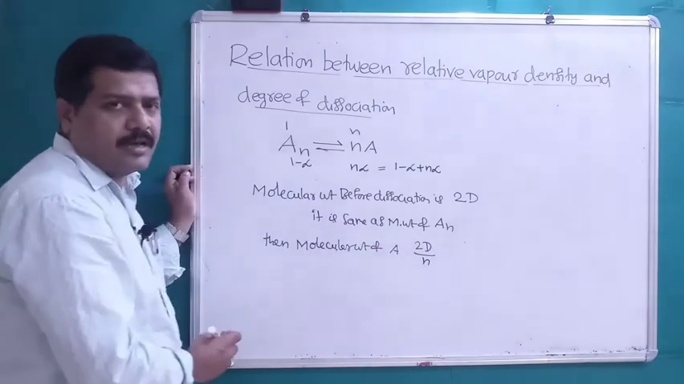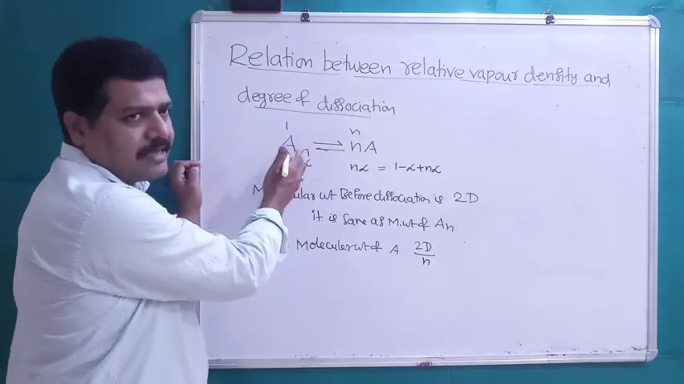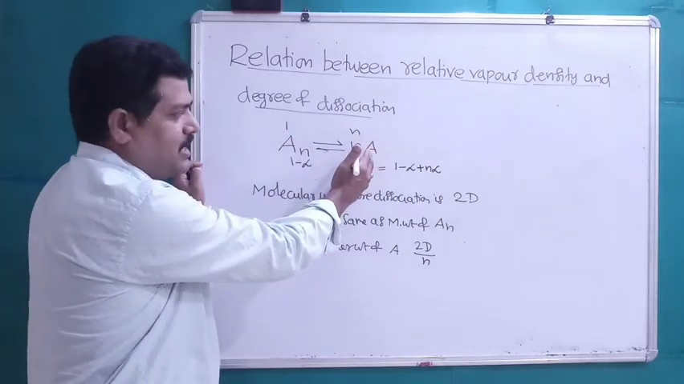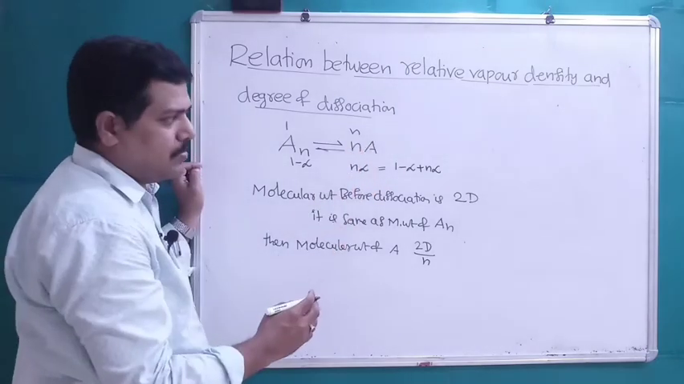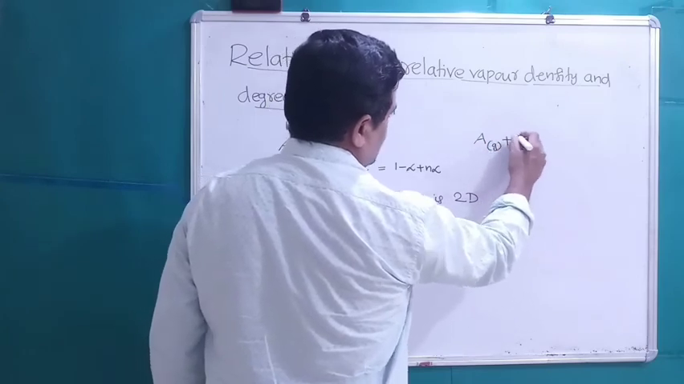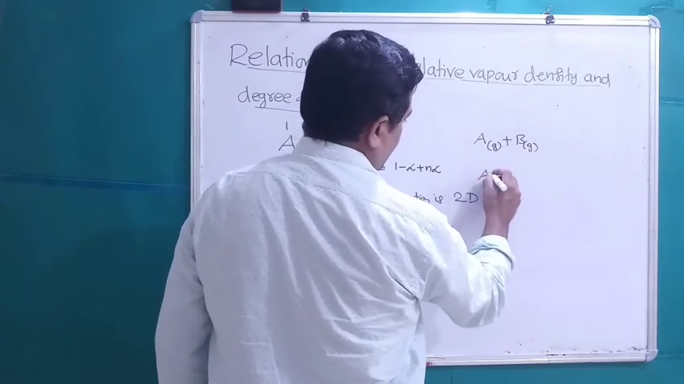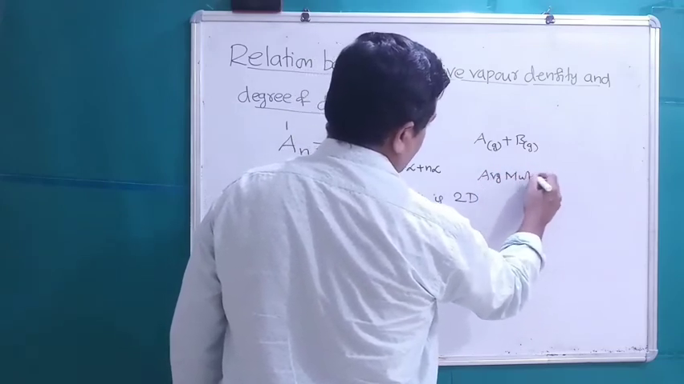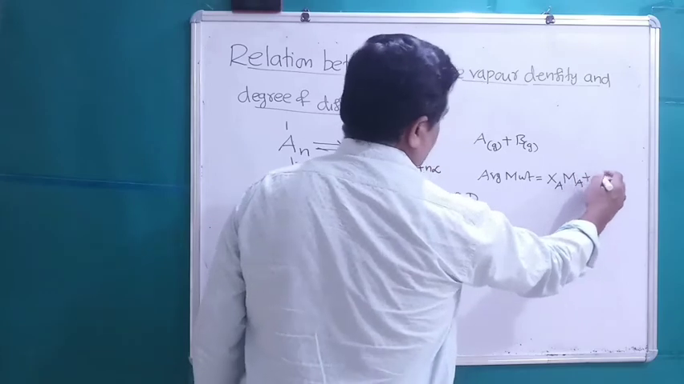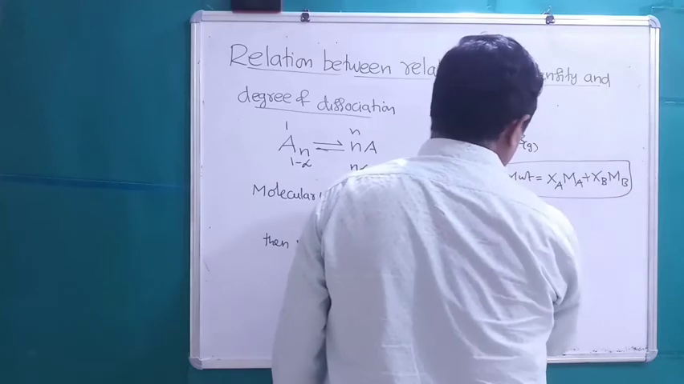Let us use the formula. Average molecular weight of the gaseous mixture is mole fraction of the gas A into its molecular weight plus mole fraction of the gas B into its molecular weight. That formula we are using, right? Earlier we took A plus B, two gases present in a mixture. Then average molecular weight of the gaseous mixture is mole fraction of A into its molecular mass plus mole fraction of B into its molecular mass. This formula we are going to use here, right?